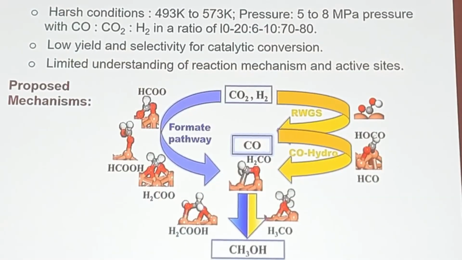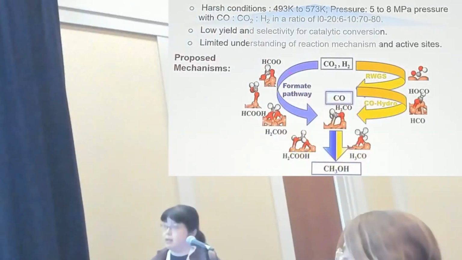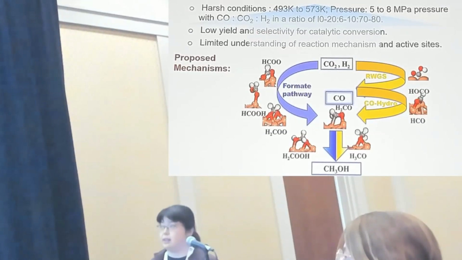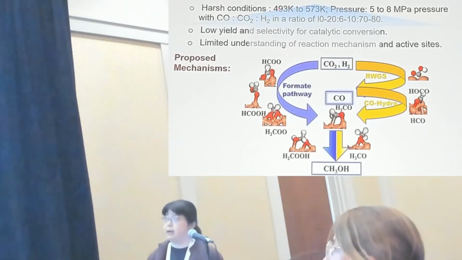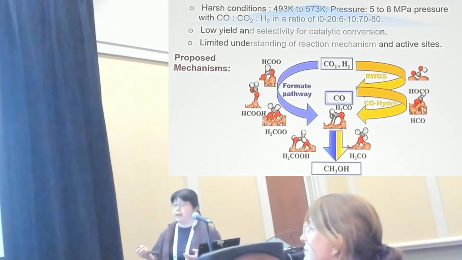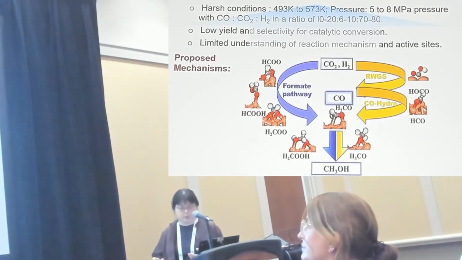So our strategy is really trying to understand the mechanism of the catalyst and where the reaction takes place. And from there, we want to develop ideas on how we can improve the yield and the selectivity. And based on that, we try to model the reaction conditions by lowering the temperature or lowering the pressure.